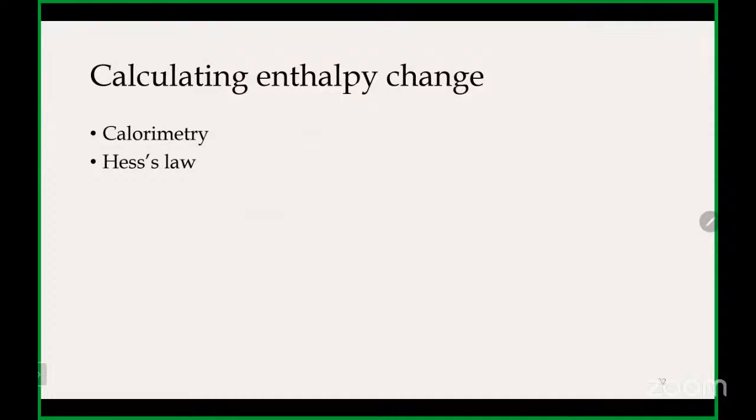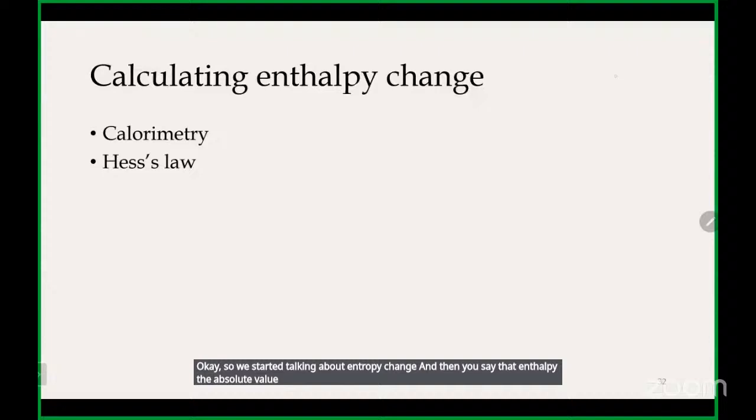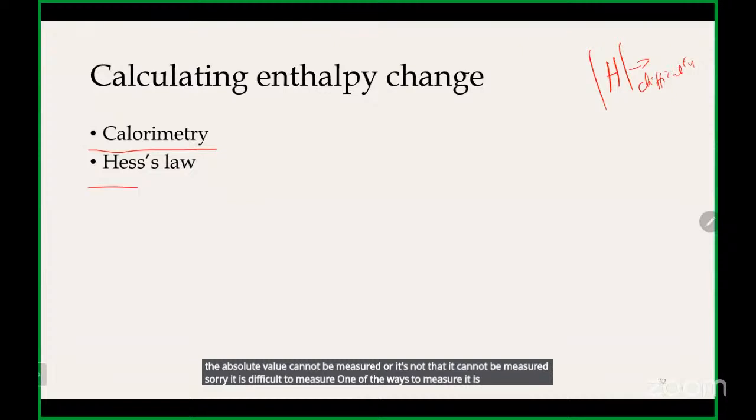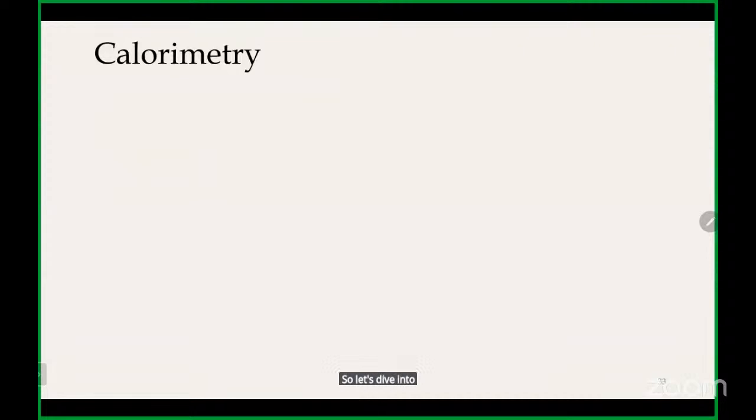Okay, so we started talking about enthalpy change, and then we said that the absolute value of enthalpy is difficult to measure. One of the ways to measure it is calorimetry and to use Hess's law. So let's dive into calorimetry.